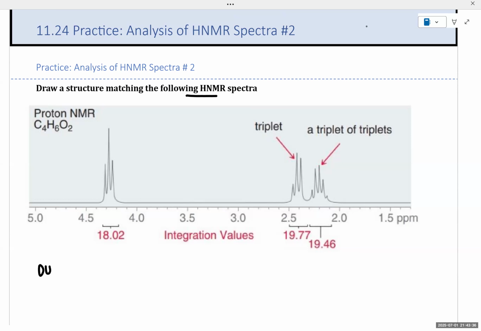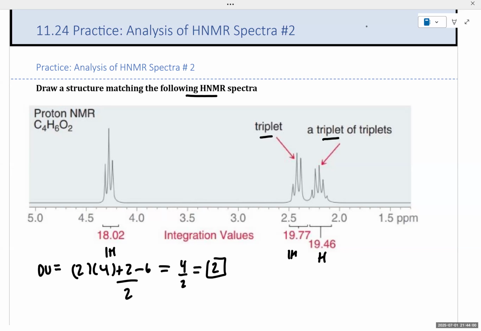So in this case, let's calculate the DU. We have 2 times 4 plus 2 minus 6, over 2. That in turn gives us 4/2, or a DU value of 2. In terms of the integration values, this suggests we have a ratio of 1 to 1 to 1. Considering that we have a triplet and a triplet of triplets, this suggests that we have 2 hydrogen fragments. So we have 2, 4, 6 hydrogens accounted for.